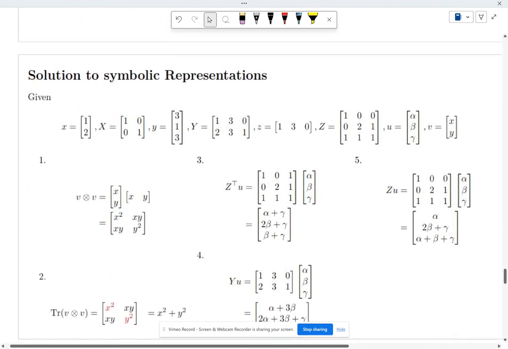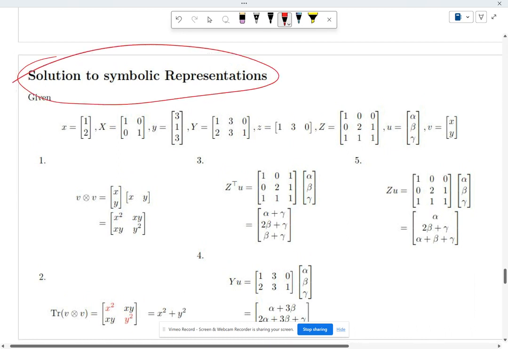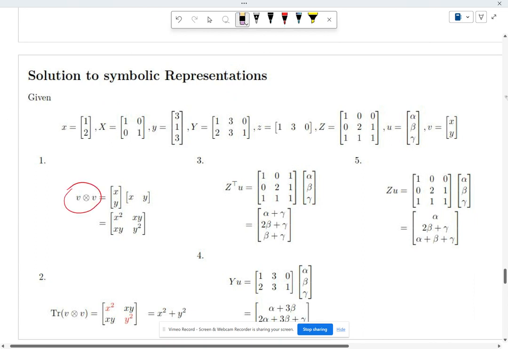Okay, these ones are slightly harder. So they're symbolic representations. So instead of numbers, we have to do them symbolically. So V outer product. So this is actually just vector. So if you remember how we do this, we take this one multiplied by this. So x times x becomes x squared. X times y becomes xy. And you can see after that we take this and multiply by this. So that's how we got xy and y squared. Okay.